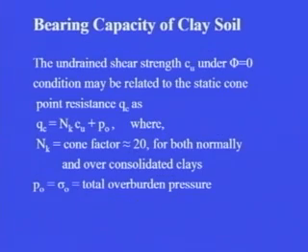In the case of clay soils, the undrained shear strength Cu under phi equal to 0 condition may be related to the static cone point resistance Qc as Qc equal to Nk Cu plus P0, where Nk is the cone factor, which is approximately 20 for both normally and over consolidated clays, and P0 is equal to the total overburden pressure, represented as sigma 0 also.